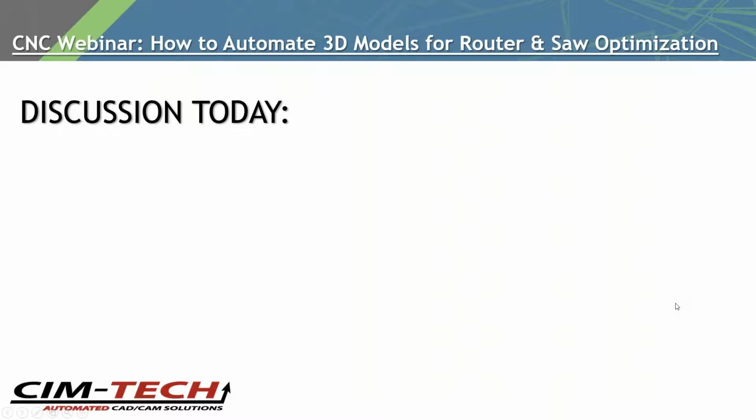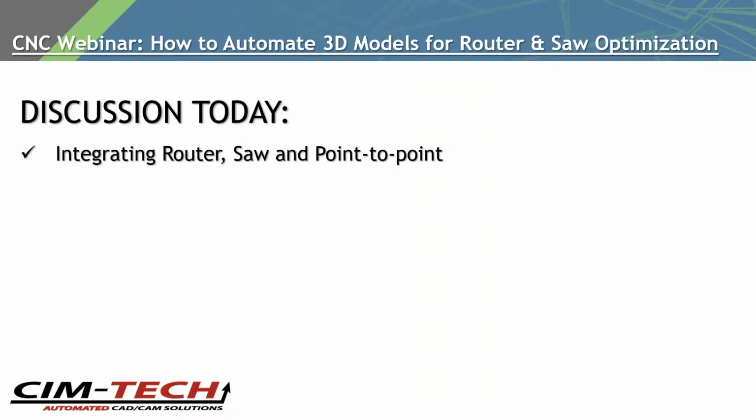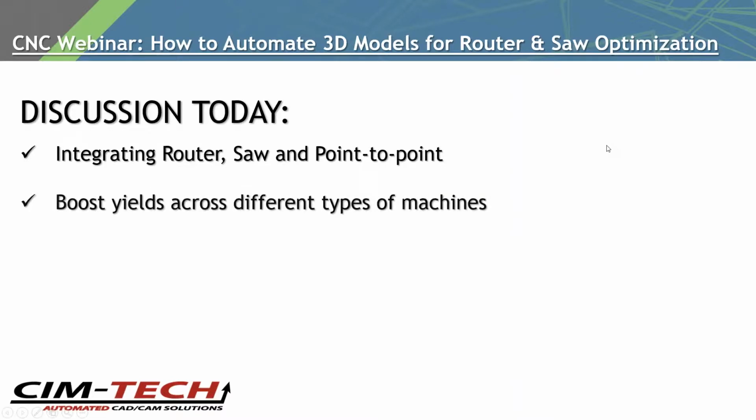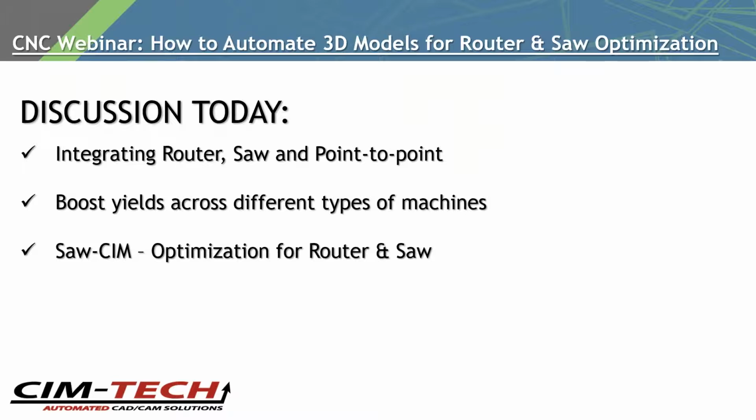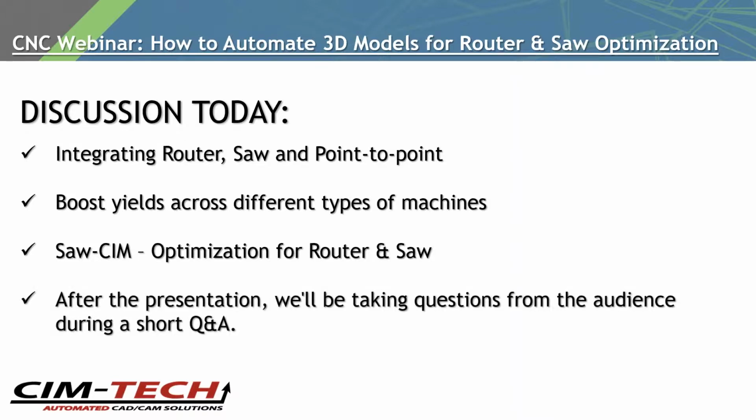So today, Giovanni will discuss it. All right. So today what we have on the table for everyone, we're going to be discussing integrating router, saw, and point-to-point machines. We're also going to be covering boosting yields across the different types of machines. We'll be specifically going over SawSim optimization for router and saw. And then, of course, after the presentation, we'll be taking a few questions from everyone during the short Q&A.